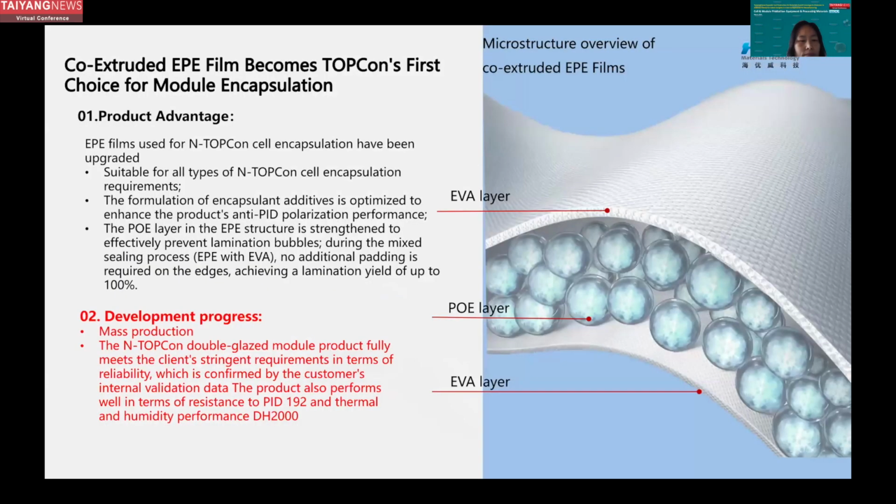Regarding the TOPCon part, we know that it is in the process of ramping up volume. It is really a very rapid evolution of demand. At present, according to our statistics, EPE products have become a preferred material for TOPCon. For this EPE film, first we need to upgrade the formula to ensure reliability. Second, we have improved the formula to enhance the cohesive strength of the middle P layer, so that it can have 100% yield when laminating and sealing, especially for EPE with EVA without the four corners of the frame. At the same time, this EPE product has been fully certified in terms of client reliability.